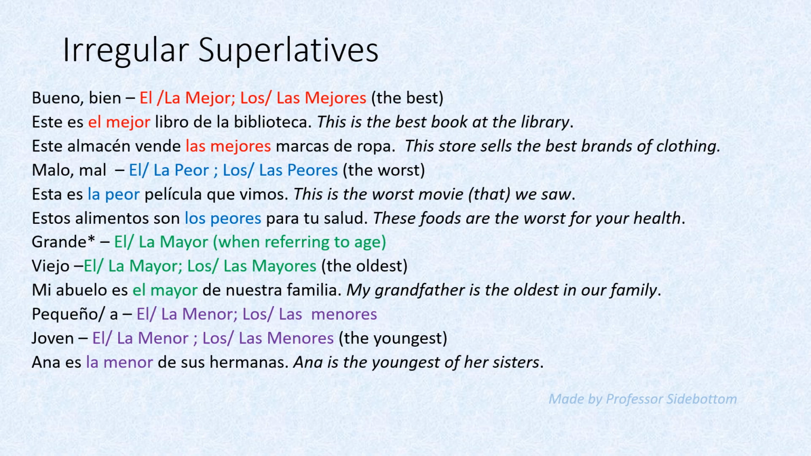The same words that are irregular in comparisons are also irregular in superlatives, like the best, the worst, the oldest, the youngest, etc. Here are some examples. Este es el mejor libro de la biblioteca. This is the best book at the library. Este almacén vende las mejores marcas de ropa. This store sells the best brands of clothing. Esta es la peor película que vimos. This is the worst movie that we saw.